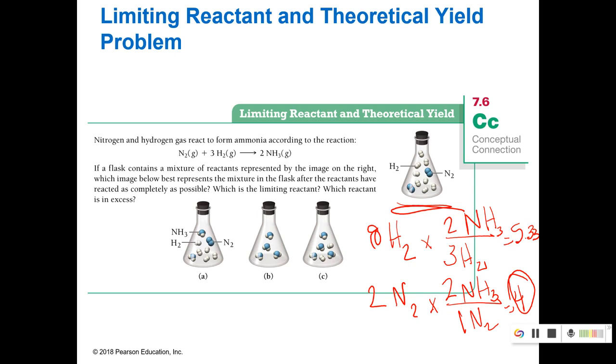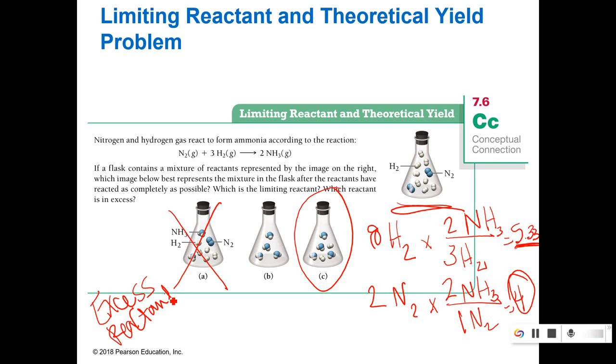So now in our picture, we're looking for 4 NH3s. This one only has 2. Okay, B and C both have 4, but C is the answer. And that's because I have some left over of my H2. So my H2 is the excess reactant. So I'm going to say excess reactant, H2. Limiting reactant is N2.